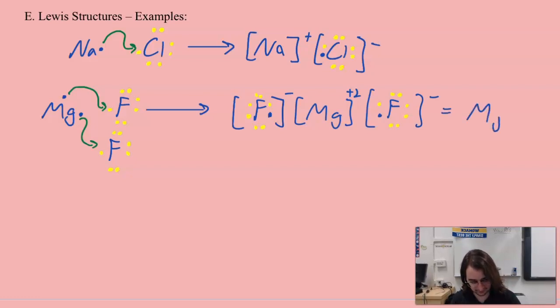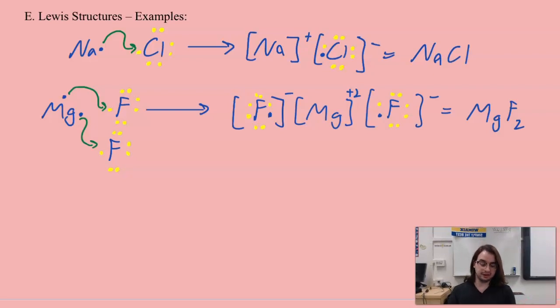If I were to write this as a formula, I would write this as MgF2. And I would write this as NaCl, which are the ratios that we were finding before when we didn't really know any better, right? We were doing a 2-to-1 or a 1-to-2 or anything like that. These are the explanations as to why. This is why those ratios exist, because it takes that many fluorines to take all of those electrons off of the magnesium. Okay?